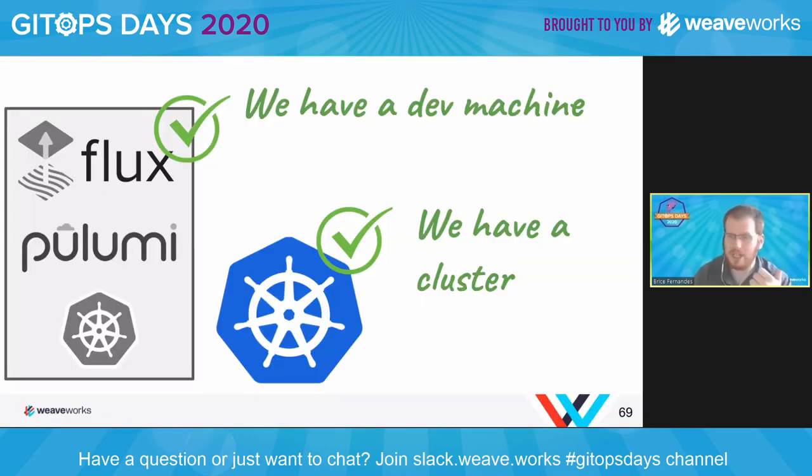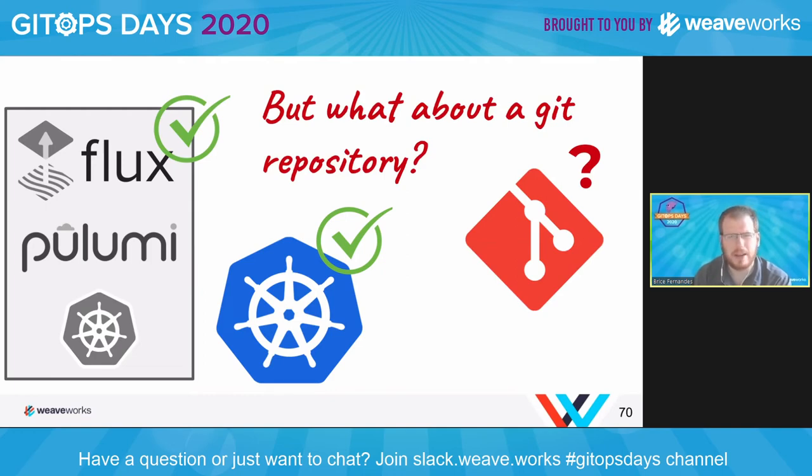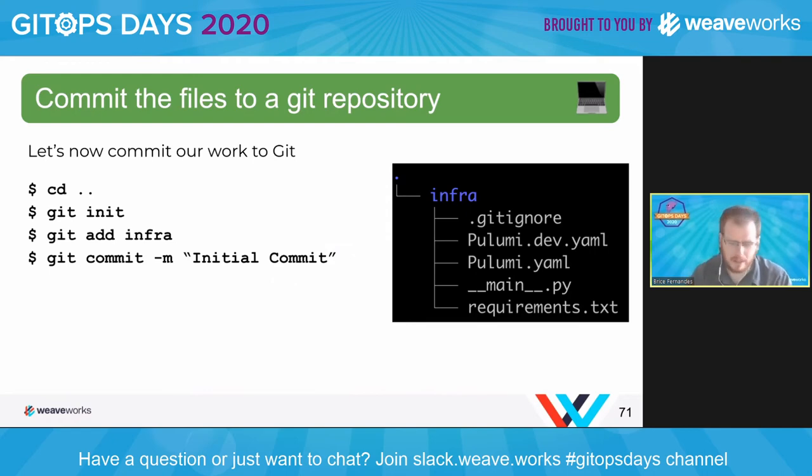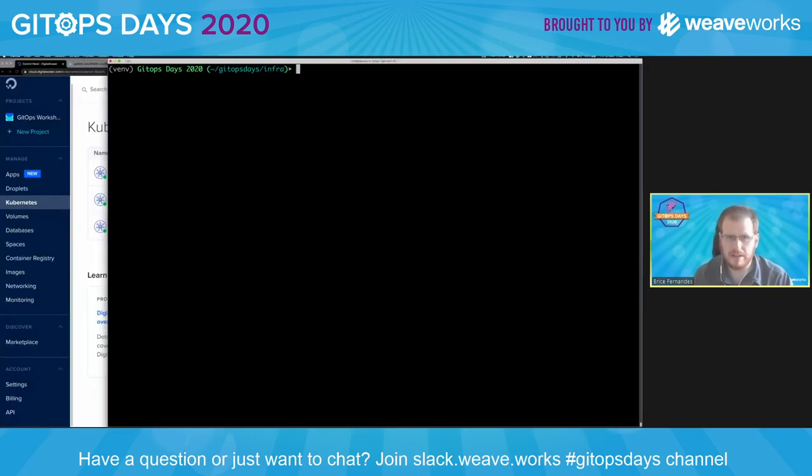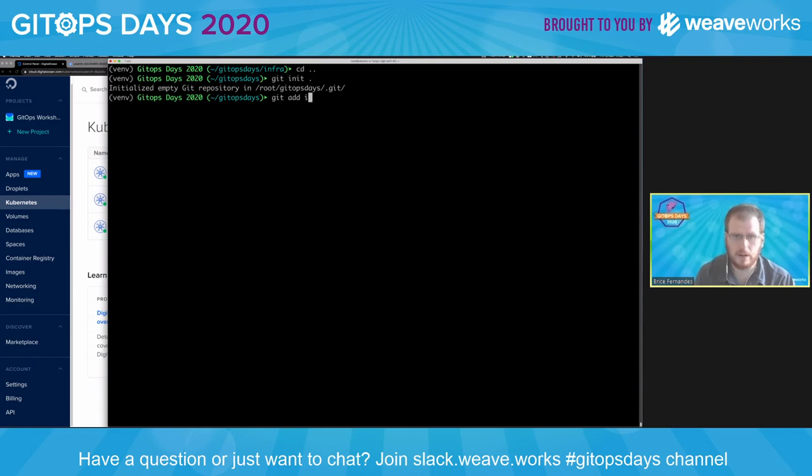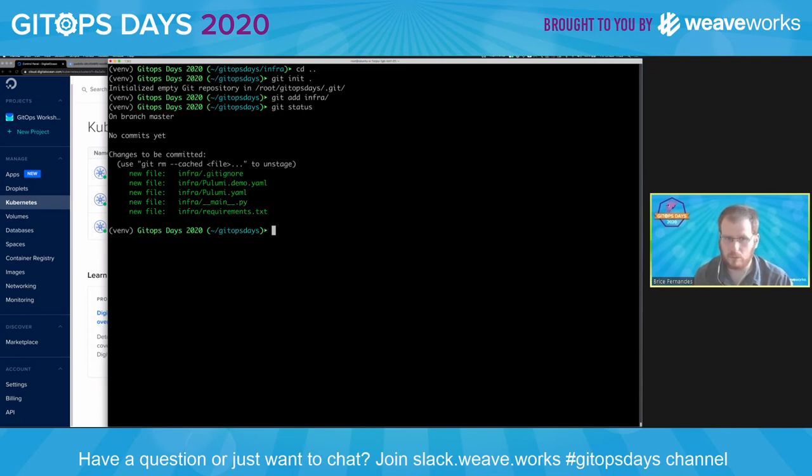Okay, so we have a dev machine, we have a cluster, but what about a Git repository, right? How are we gonna put together a Git repository? Well, let's make one, right? Let's start by making a Git repository on our local dev machine. So I'm inside of the infra folder, but I'm actually going to make my Git repository inside of GitOps today. So git init here, git add infra, git status, make sure that we're only adding files that we want, and we are. git commit.